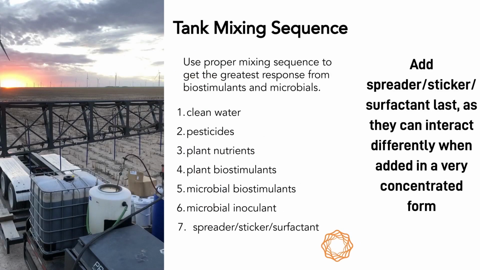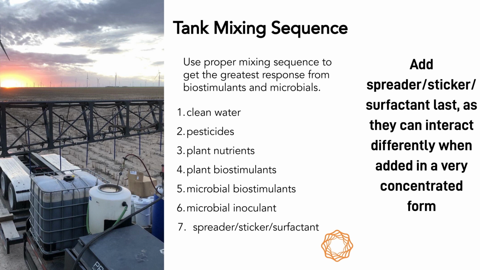The reason we don't add the spreader stickers and the surfactants at the beginning is because, again, these surfactants can interact differently with some products when they are being added in a very concentrated form. So if you're adding pesticides that are still very concentrated or nutrients that are very concentrated, as they interact with that surfactant in the tank mix, they can actually change its effectiveness.